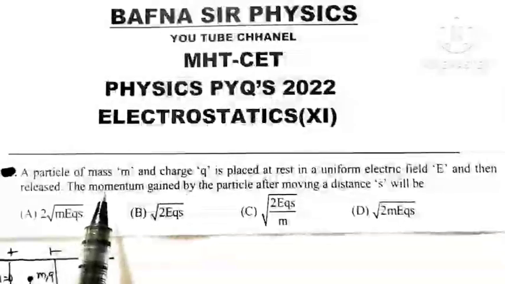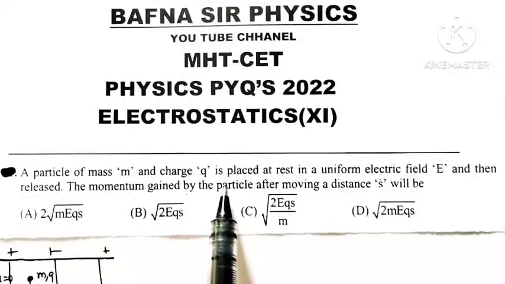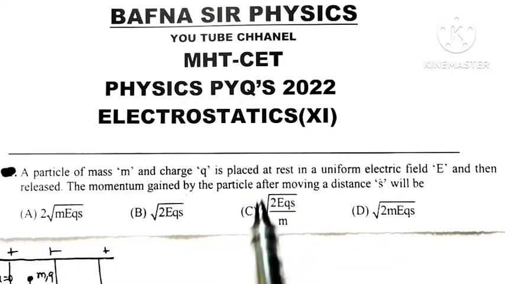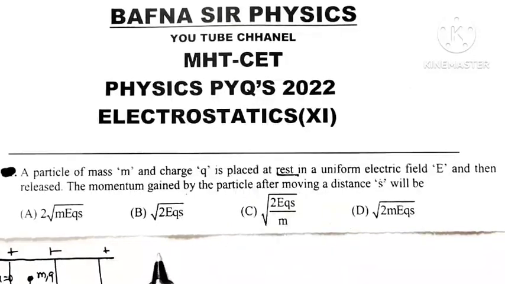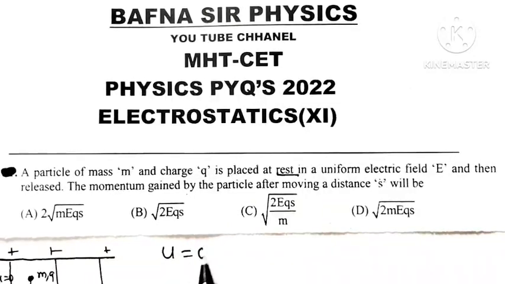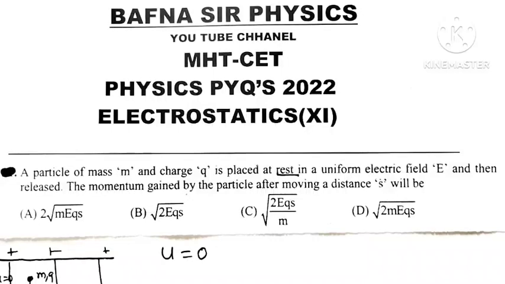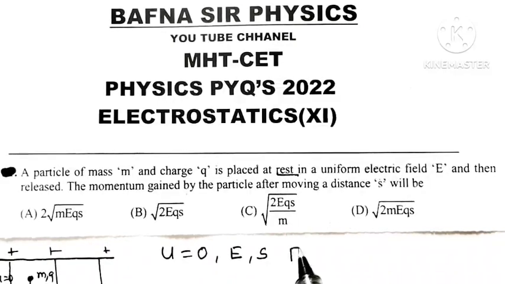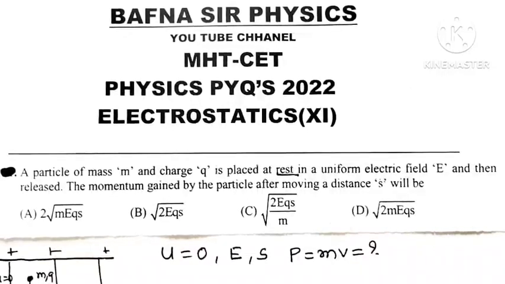A particle of mass m and charge q is placed at rest, meaning the initial velocity of that particle of charge q is 0, in a uniform electric field of intensity E and then released. Then what is the momentum gained by the particle after moving a distance s?